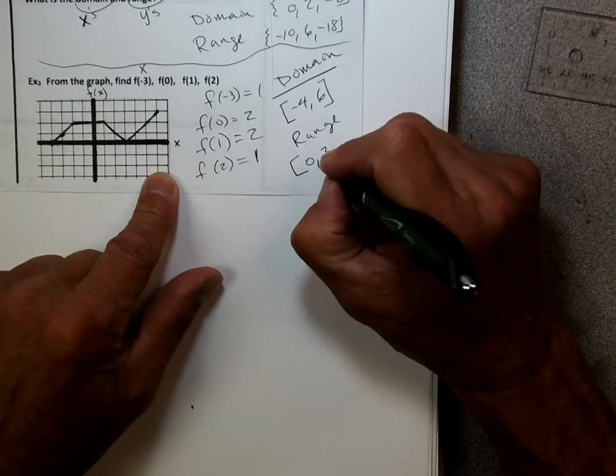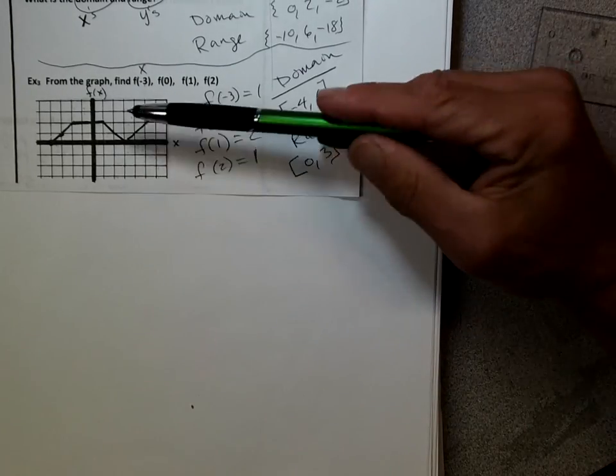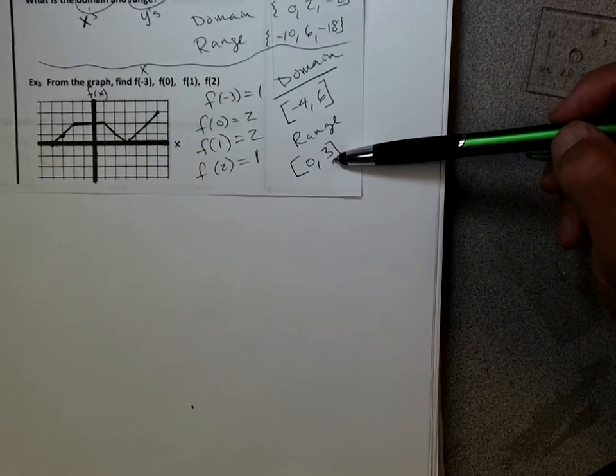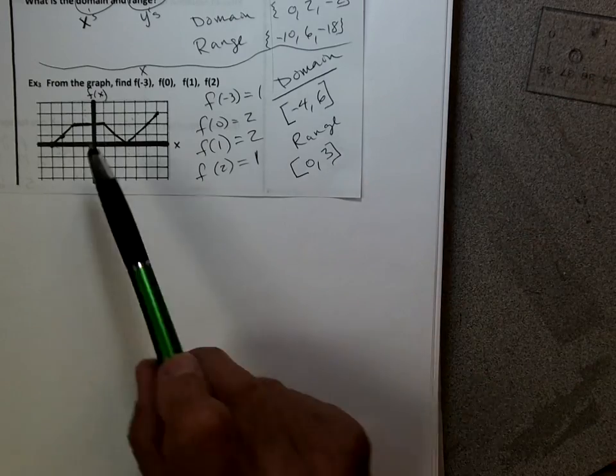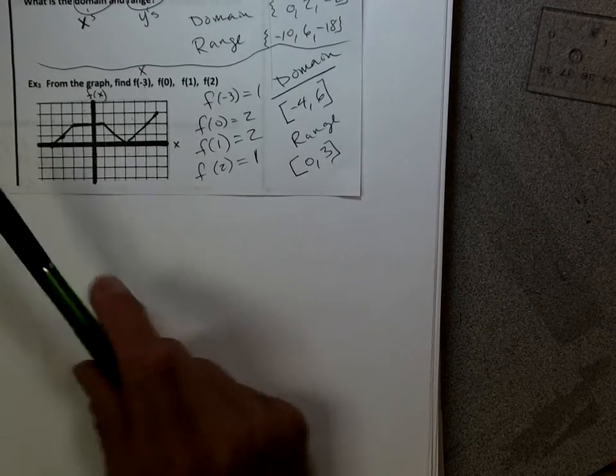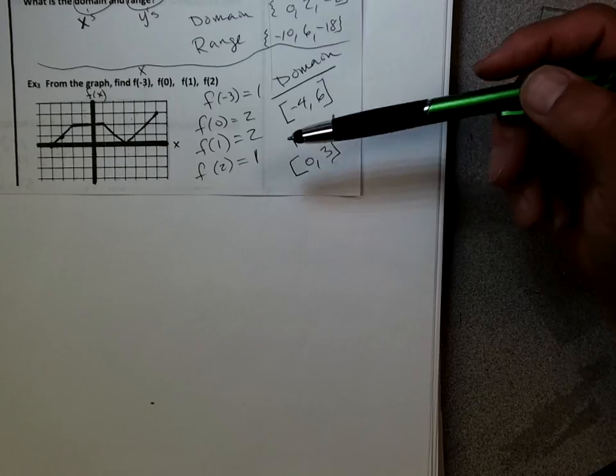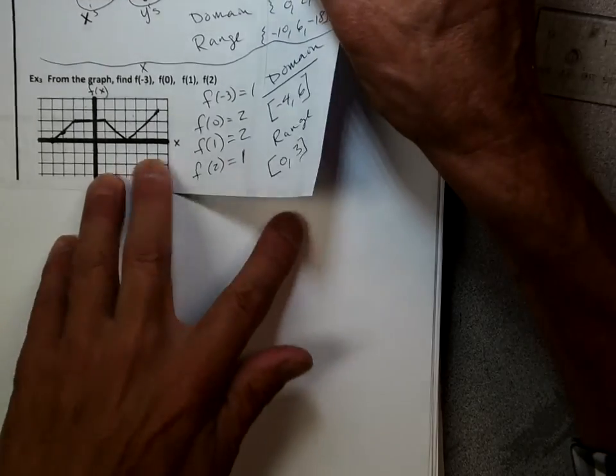3. So the y values exist between 0 and 3. Again, I used interval notation. Isn't that easy? The domain is what are all the x values, and the range is what are all the y values in our graph. Okay. Now, I'm sorry, let's turn the page again.